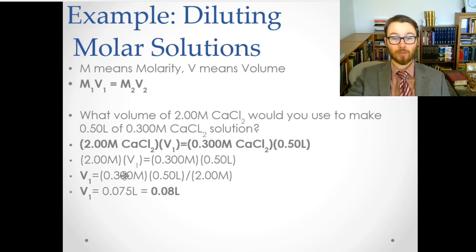We get V1 equals 0.3 molar times 0.5 liters divided by 2 molar. Then, with your handy-dandy calculator, you take parentheses 0.3 times 0.5 parentheses divided by 2, and you get 0.075 liters. We'll use 2 decimal places, so we round that to 0.08 liters. That's V1. It's just some algebra.